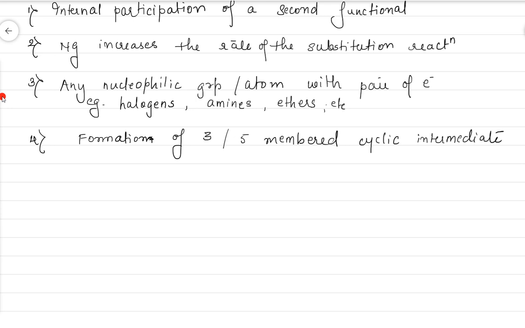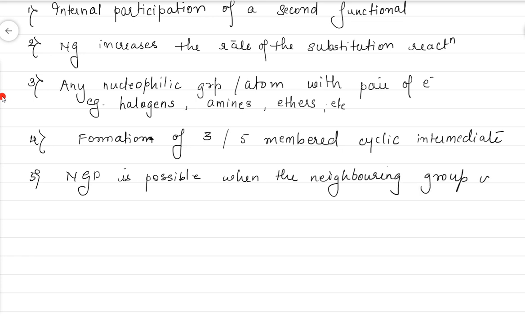Okay, and the most important point: the neighboring group, NG, I am writing it for neighboring group. Neighboring group participation is possible, or it is more effective, when the neighboring group is... what was our neighboring group? It was trans, no? OH and Br were trans to each other. Trans to the leaving group. Very important. And that is why it is able to push that leaving group outside.